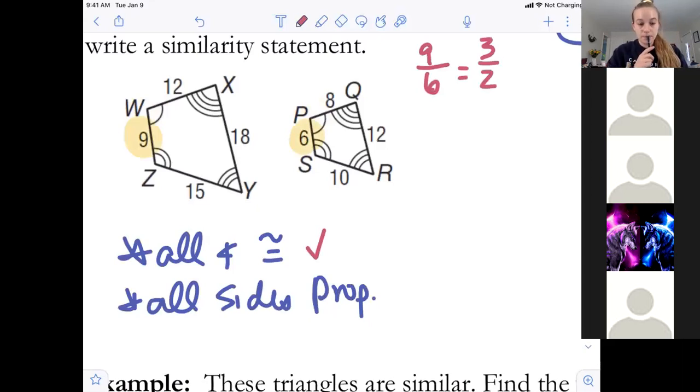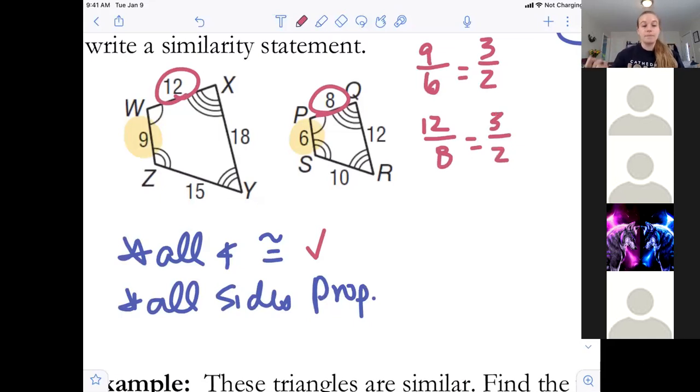Okay, cool. Can someone give me another corresponding set of sides to see if it's going to be 3 over 2? WX and PQ. Very good, Colin. I'm going to do 12 over 8. 12 and 8 both have a common factor of 4 this time. And so I do get 3 over 2. Okay, awesome. We're on a good track.